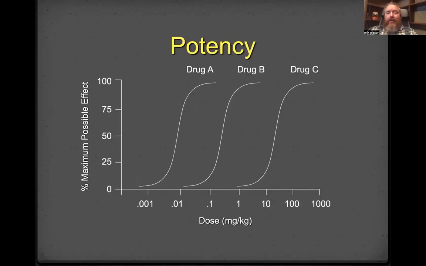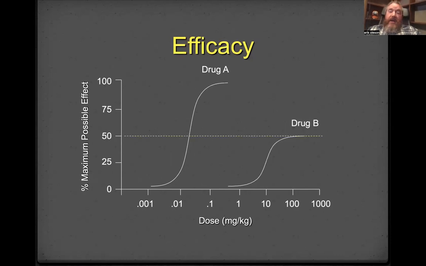So what does this look like graphically? With drug A versus B versus C, you can see three different examples of potency, but all have the same efficacy. All are producing the same maximal effectiveness because they all reach the same level on the y-axis. But drug A is much more potent than drug C. Here, drug A is much more efficacious than drug B. Drug A is also more potent than drug B.